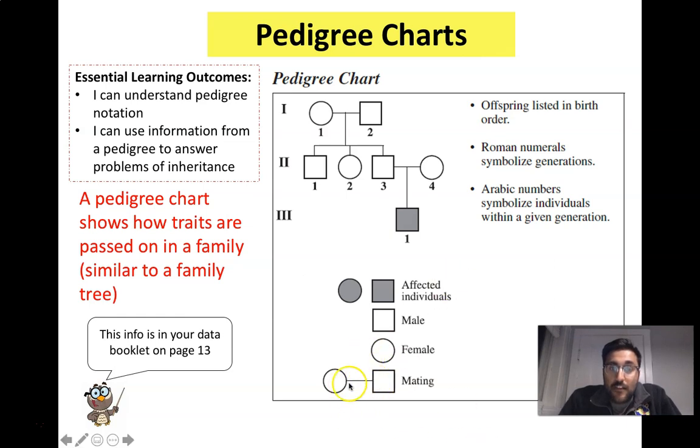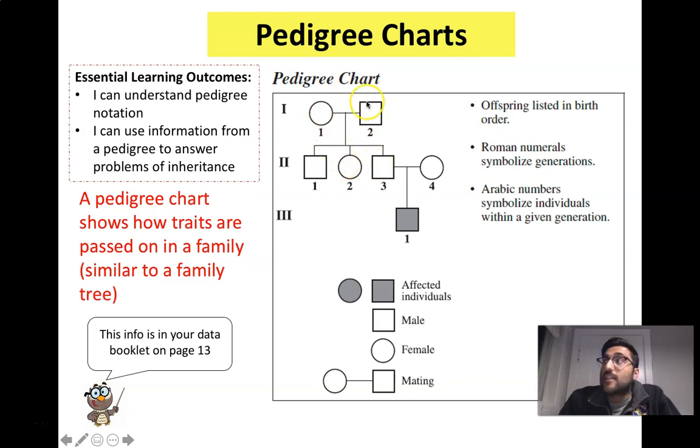Lines between a male and a female mean sexual mating. Lines that come vertically up and down from two parents to an offspring mean that they have had a kid. So this line here means mating. This line here means that they have had a kid. Offspring are always listed in birth order. So from left to right, you get who was born first, who was born second.